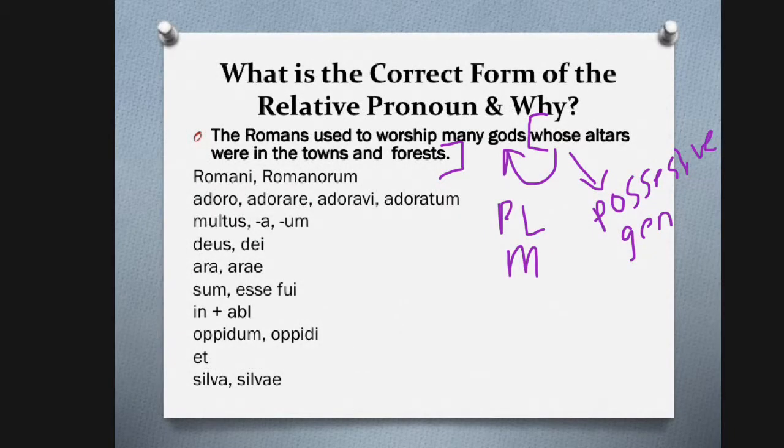You should have noted that the relative clause begins with whose and ends at forests. The antecedent of whose is gods. Gods is masculine and plural. Within the relative clause, whose is showing possession. I know this because whose is the possessive word of who, whose, or whom.